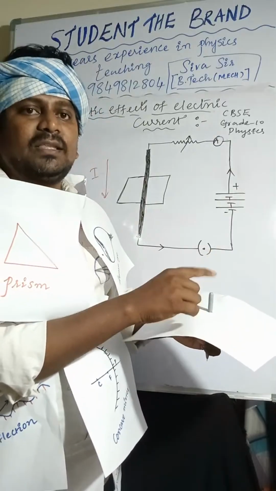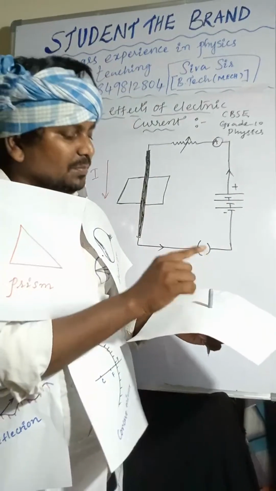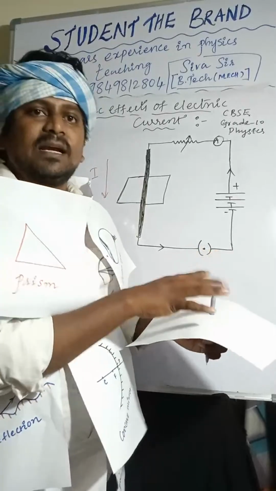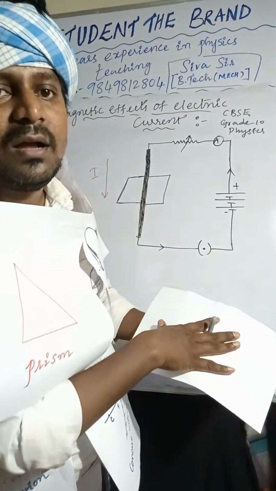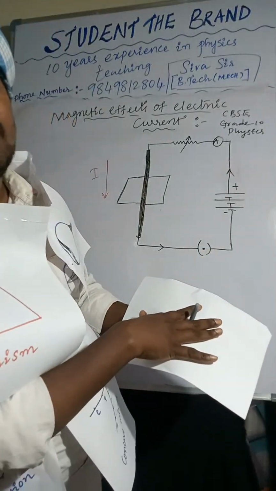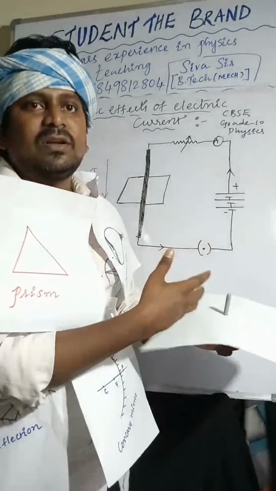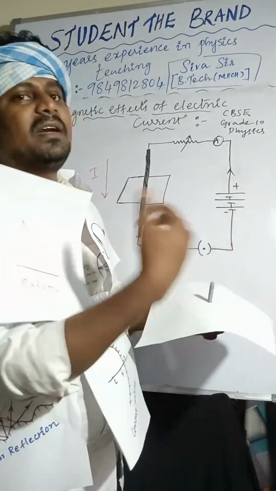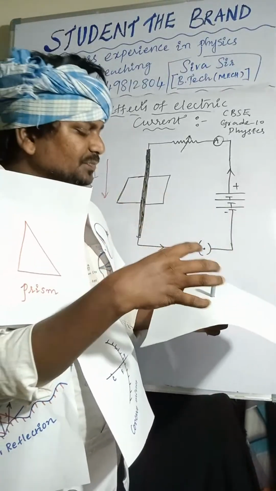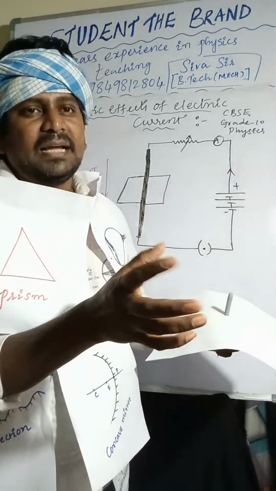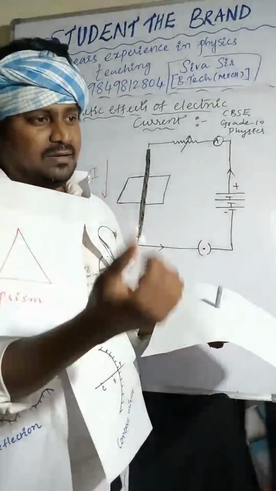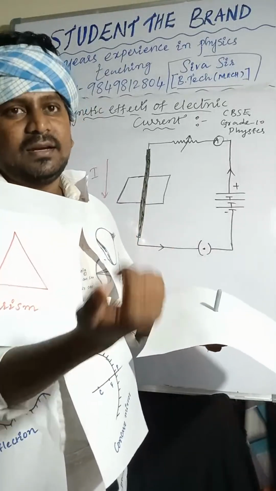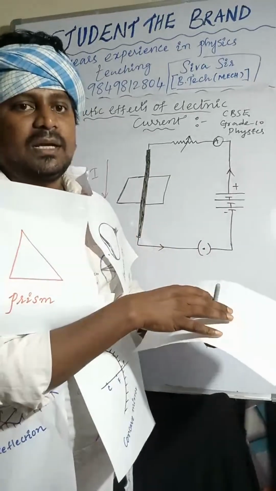So with the help of this conductor, making the conductor the center, concentric circles form around it. Do the concentric circles show the direction of the magnetic field? Yes, absolutely. How to find out the direction of the magnetic field? To find the direction, one rule we will use. That rule is the right hand thumb rule. I will show you.